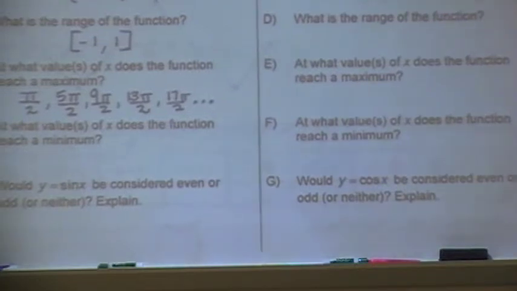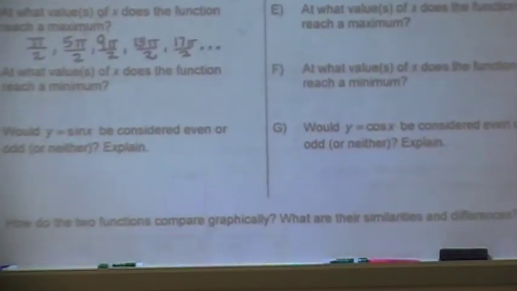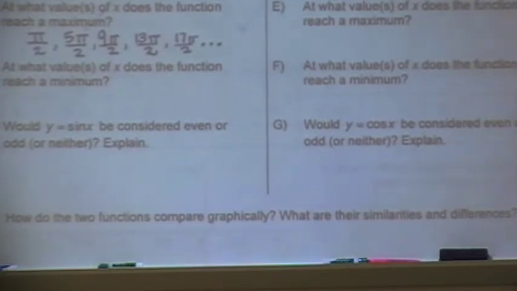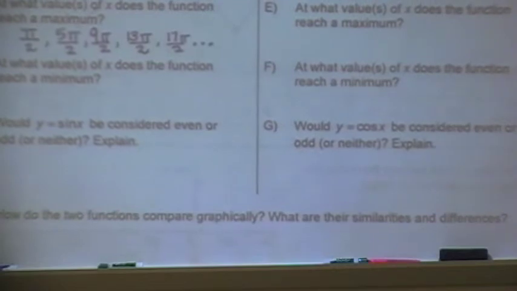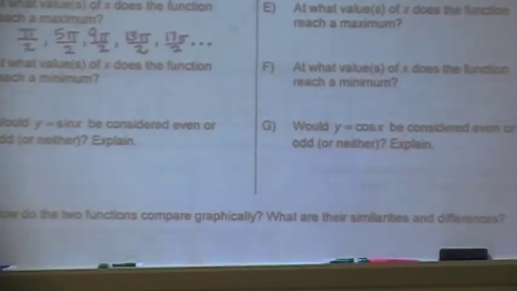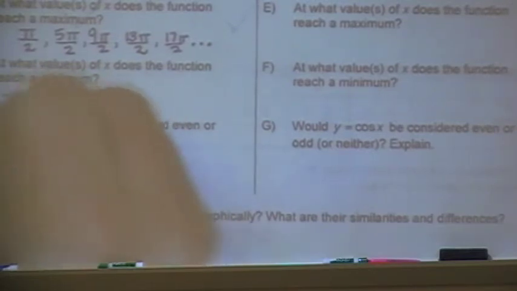Okay, so at what values does the function reach a minimum? So where's the first minimum? And you can give the negative one if you see it, if the negative one's the first one you see. Right, it's at positive 3 pi over 2. Or if you start at the negative one, negative pi over 2.